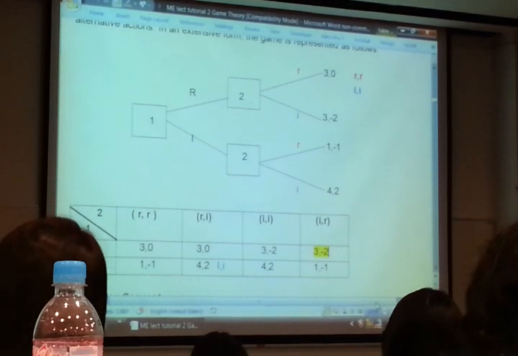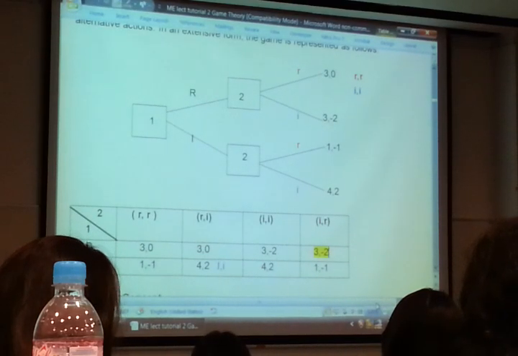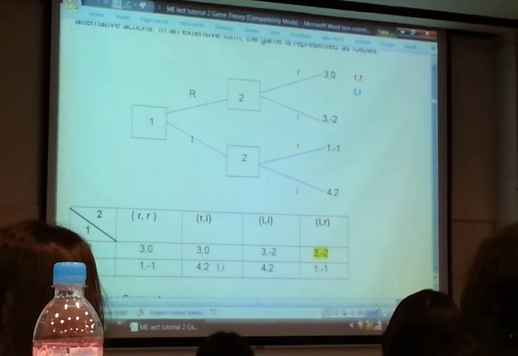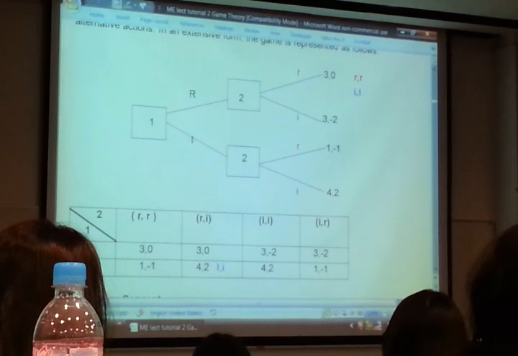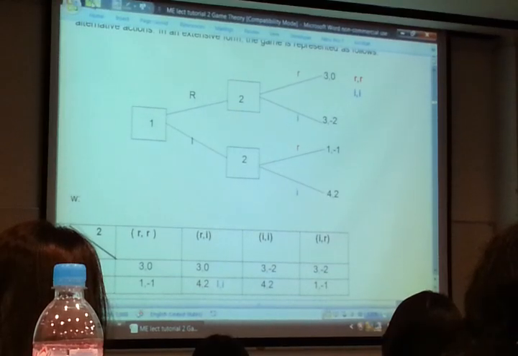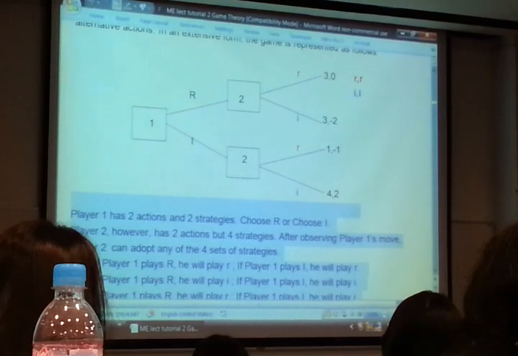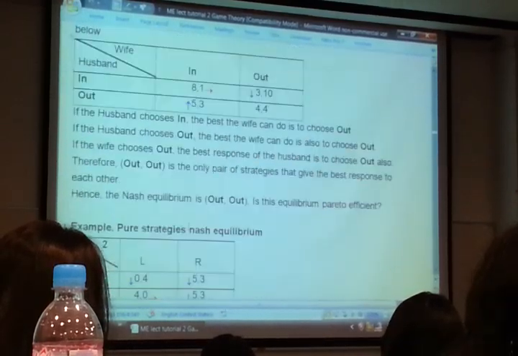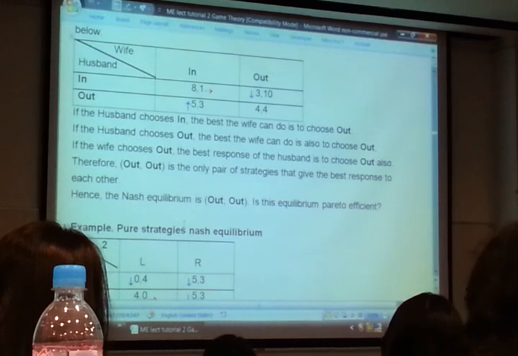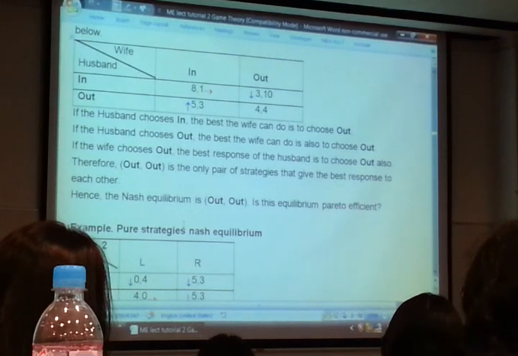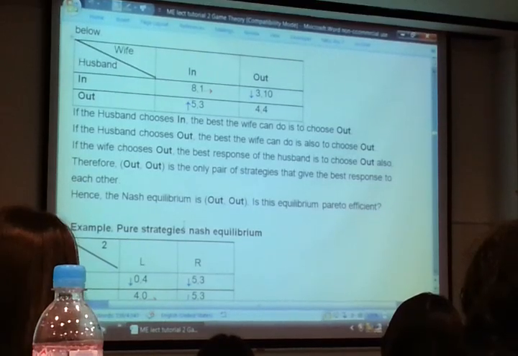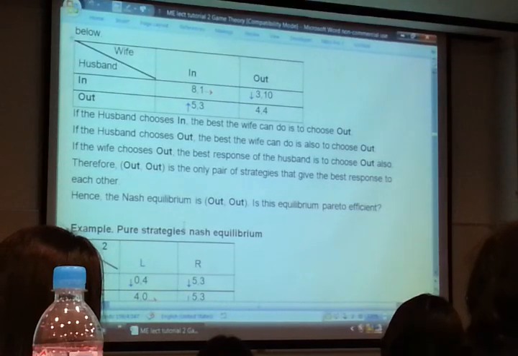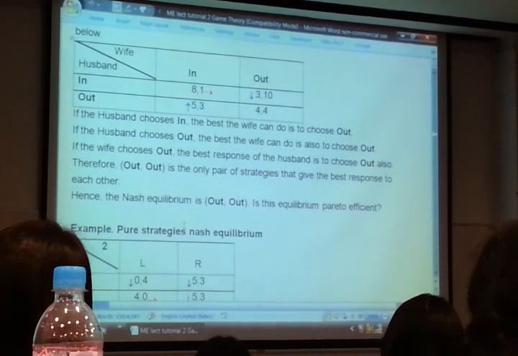Simple. Okay, after you fill out your table, now you have to find the pure strategy Nash equilibrium. Very simple. How to find? I think I've done some for you before. For example, the pure strategy Nash equilibrium. Now, if you can recall, a pure strategy Nash equilibrium is simply what? A pair of strategies whereby no player wants to change strategy.